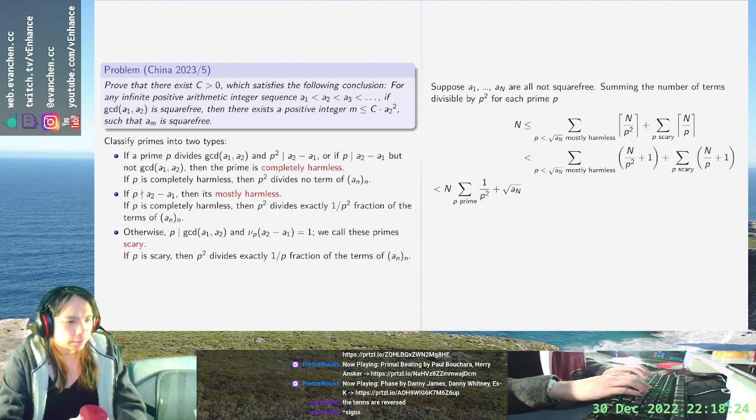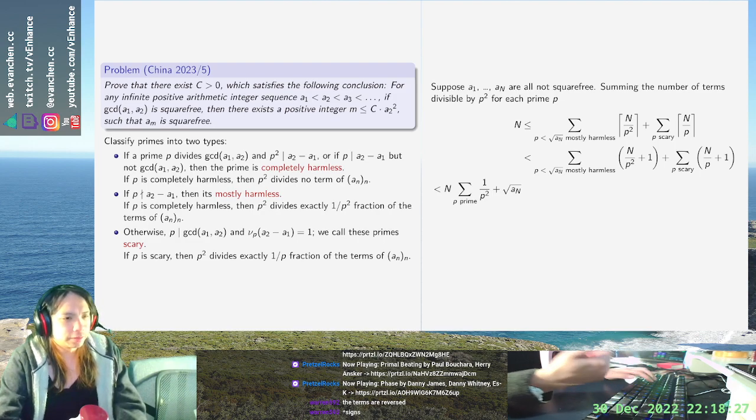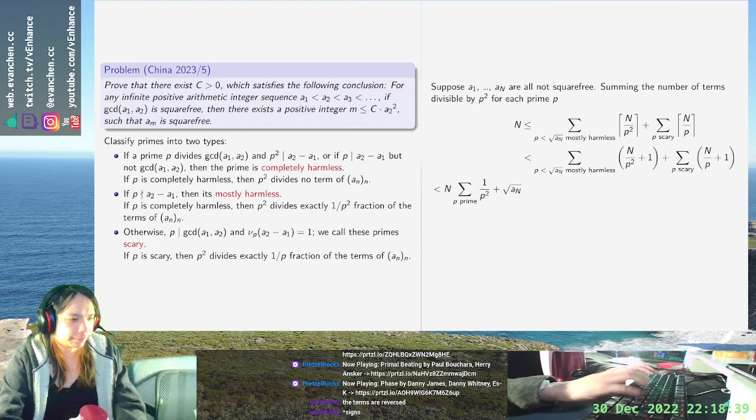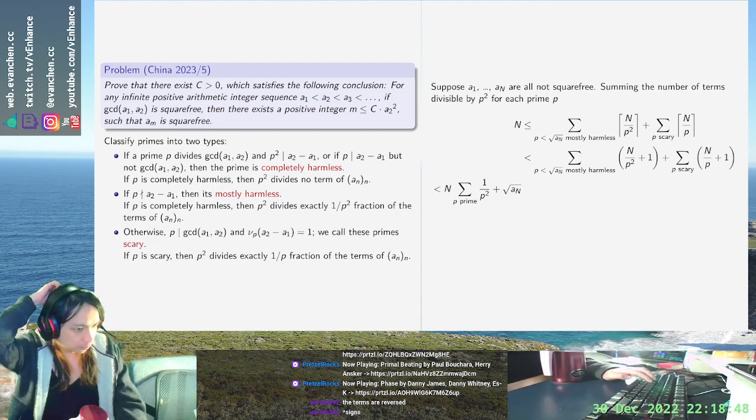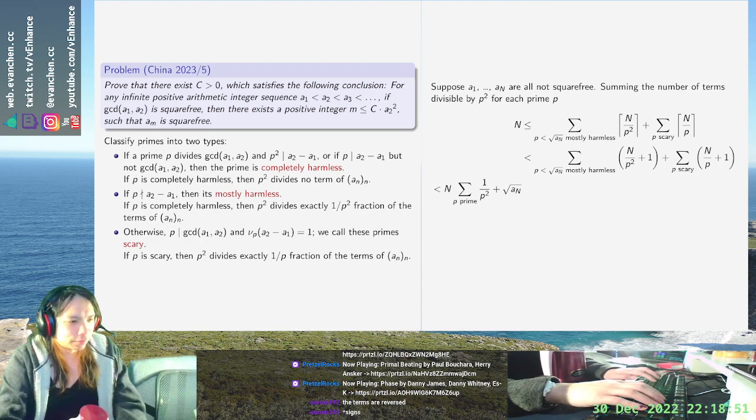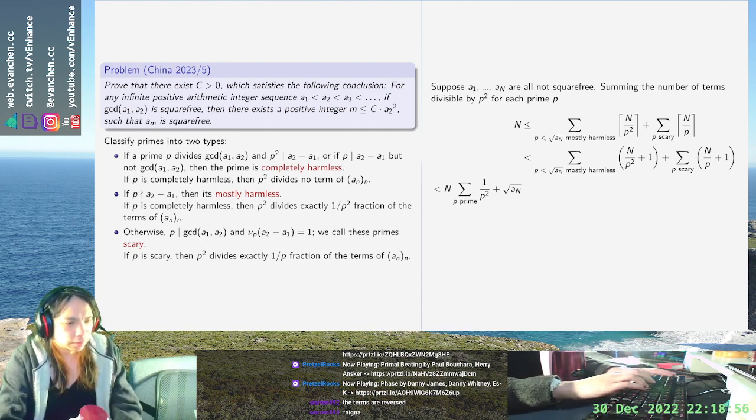So a scary prime divides both the GCD and the common difference. In fact, at this point, let the common difference have a name. I'll call it capital D. Okay, so the sum of one over p across all the prime factors of D.